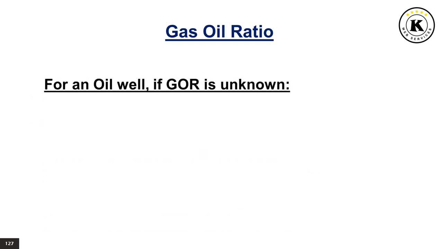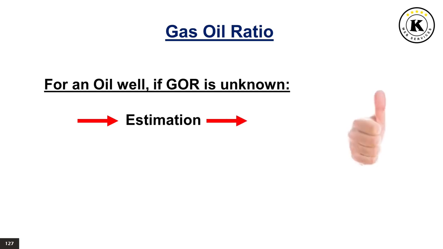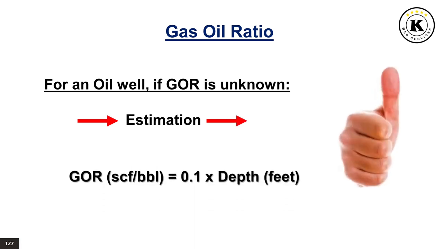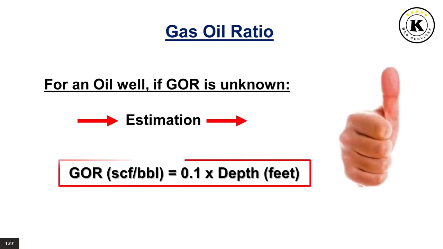In case of an oil well, if the GOR is unknown, it could be estimated using a rule of thumb. GOR, in standard cubic feet per barrel, is equal to 0.1 times the depth of the flowing reservoir in feet.